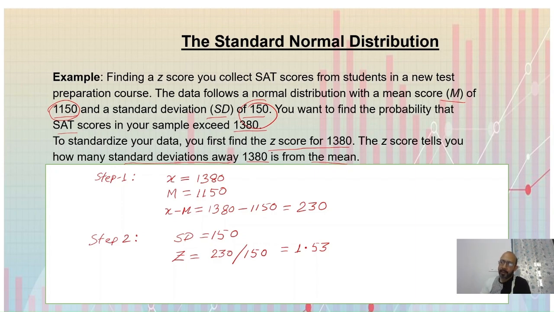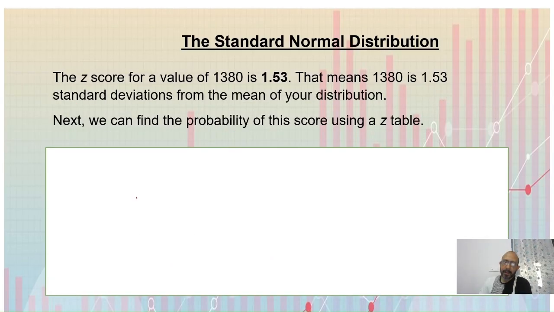The Z score for a value of 1380 is 1.53. When the Z score of 1380 equals 1.53, that means it is 1.53 standard deviations from the mean of your distribution.